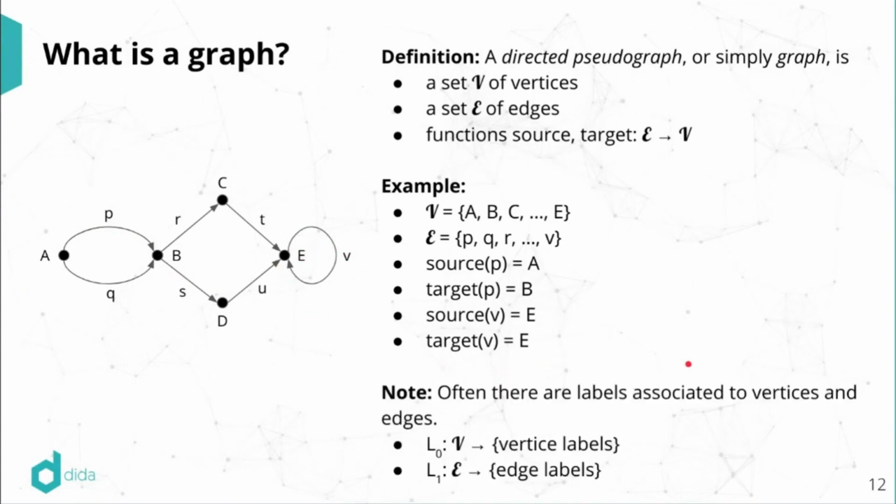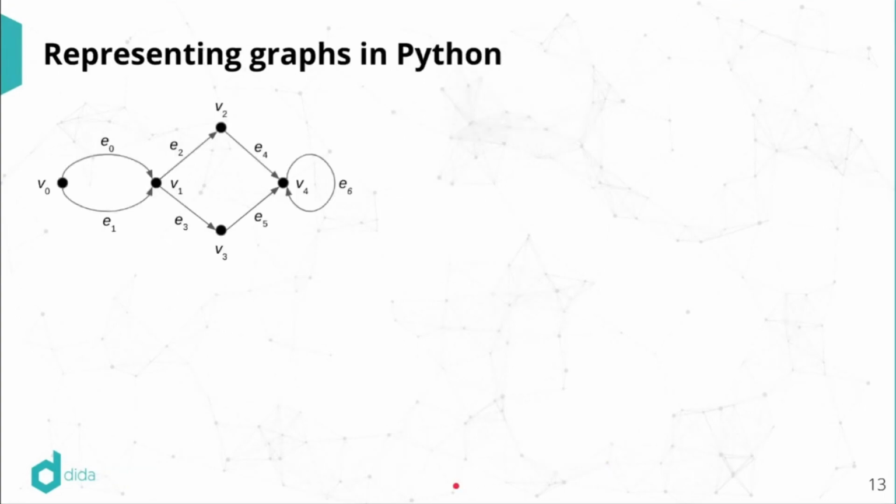That's what it is. And then I already made this comment that in applications, vertices and edges come with labels. So the way this is modeled is as functions from V, the set of vertices, to some set of vertex labels. So maybe each vertex has a string attached to it, or some more complex data structure, and same for the edges. All right, so now how do you represent a graph in Python or any other language?